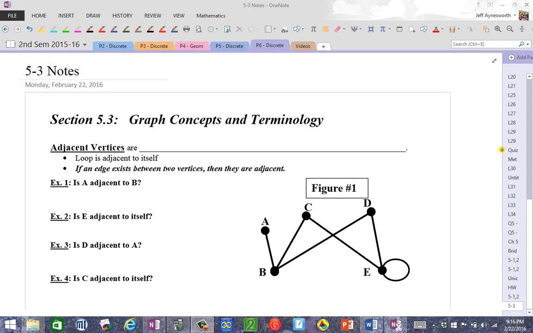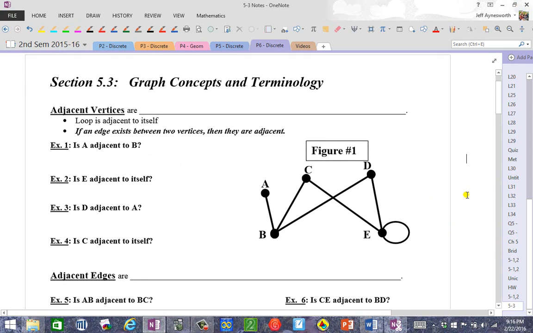Hey everybody, this is Mr. Ainsworth, and we're going to get into the third section here in Chapter 5 in graph theory and talk about some graphing concepts and some terminology to allow you to understand Euler's theorems later on in the chapter here. So let's get right into it.